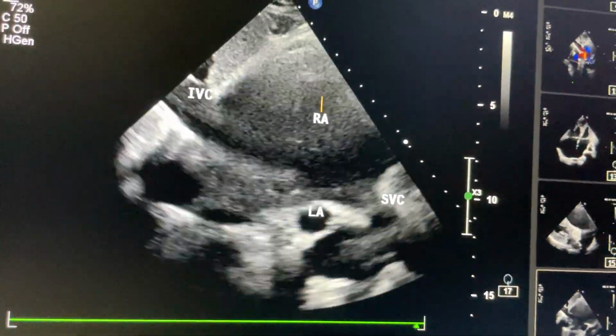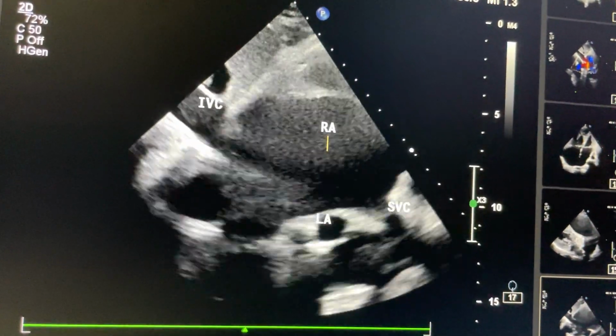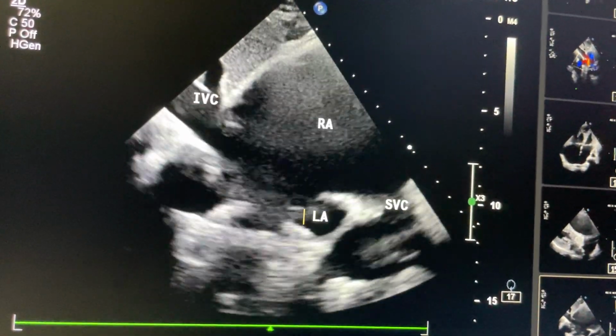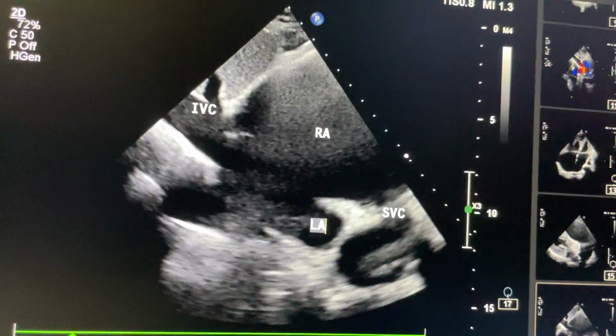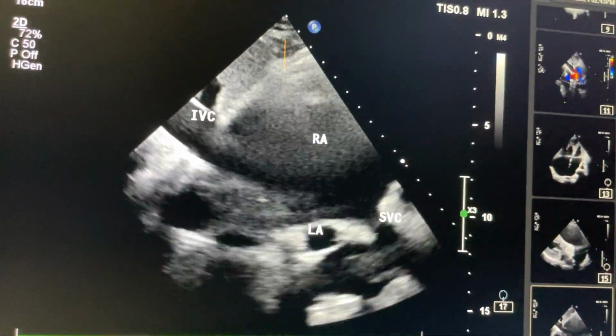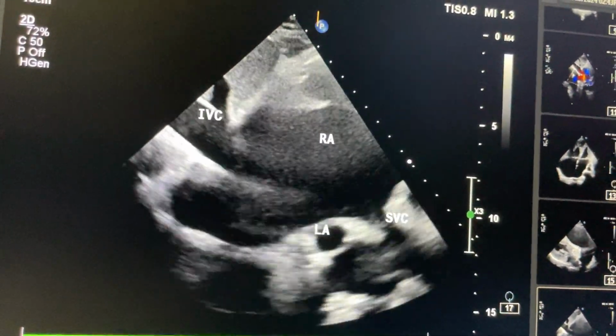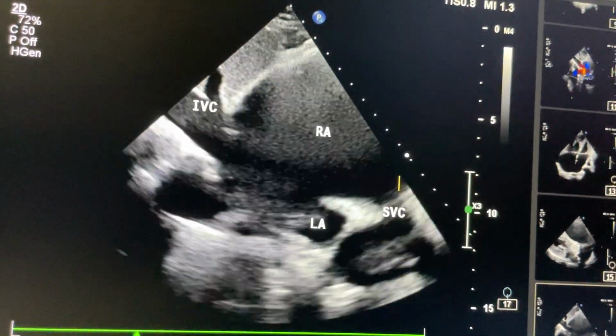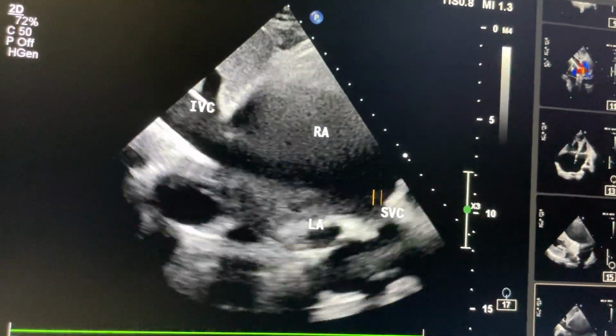Then this is the part that is close to the probe, that is the right atrium. The part of the image that is away from the probe, that is the left atrium. You are seeing through the subcostal plane, where the probe position is superior. The probe has to be directed towards your cranium, that is towards the head of the patient.